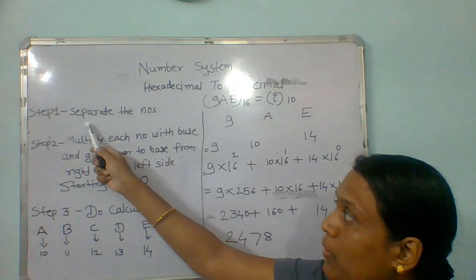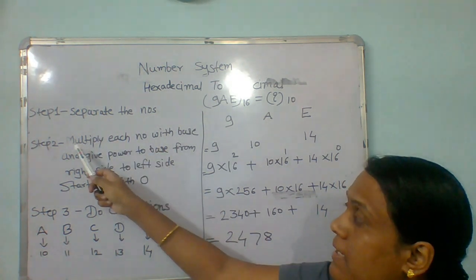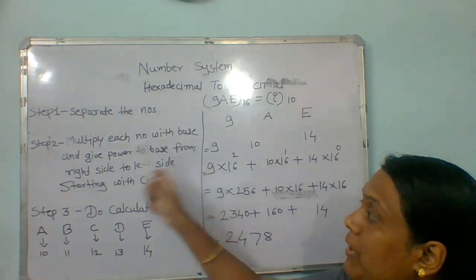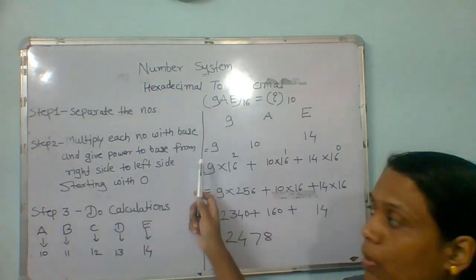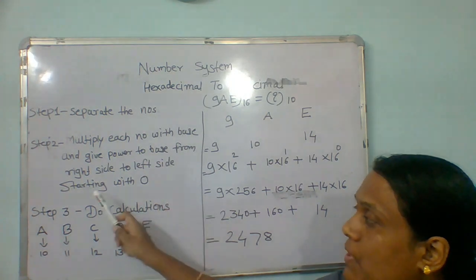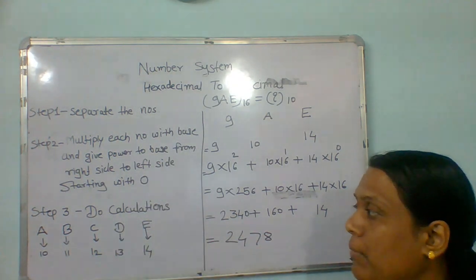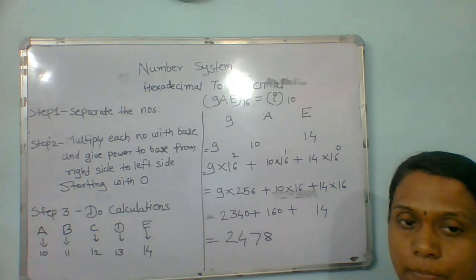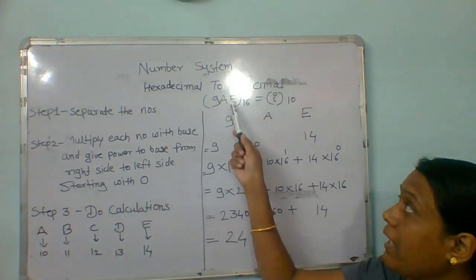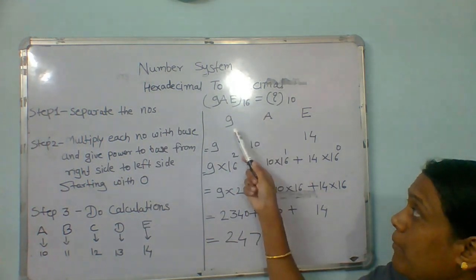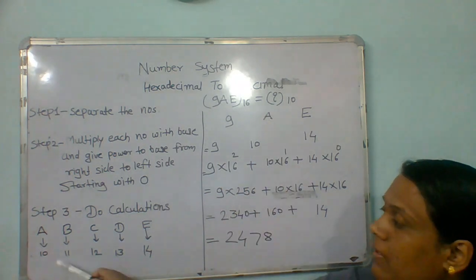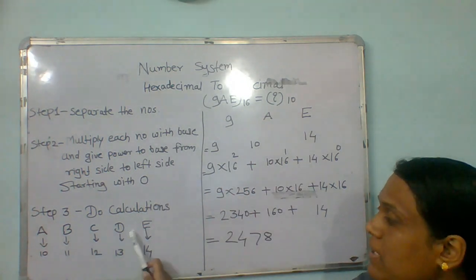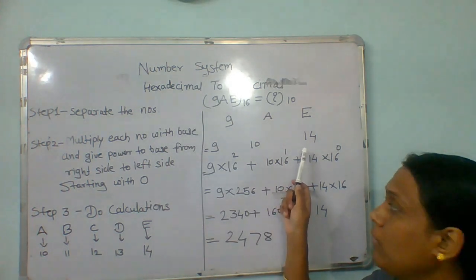First, separate the number. Second, multiply each number with the base. What is the base? 16, and give power to the base from right side to left, starting with 0. And step 3, do the calculations. So see the example 9AE. We separate the number: 9, the value of A is 10, and the value of E is 14. So we place 14 over here.